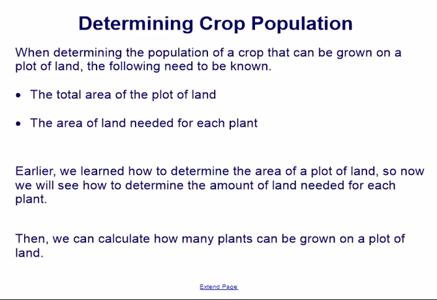Determining crop population. When determining the population of a crop that can be grown on a plot of land, the following need to be known: the total area of the plot of land and the area of land needed for each plant. Earlier, we learned how to determine the area of a plot of land, so now we will see how to determine the amount of land needed for each plant. Then we can calculate how many plants can be grown on a plot of land.